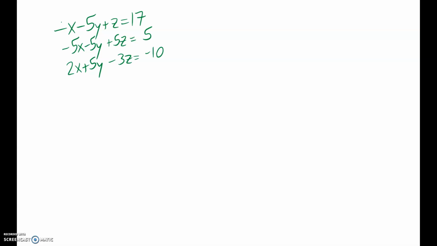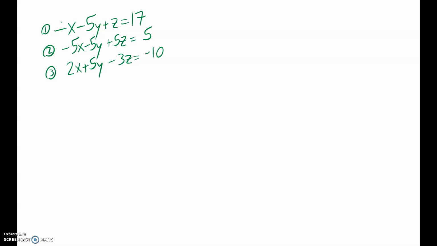Here's an example of a three-variable system. The trick with these problems is you have to stay organized, okay? So when you're given your three equations, just go ahead and number them 1, 2, and 3. That way we can always go back and reference them.